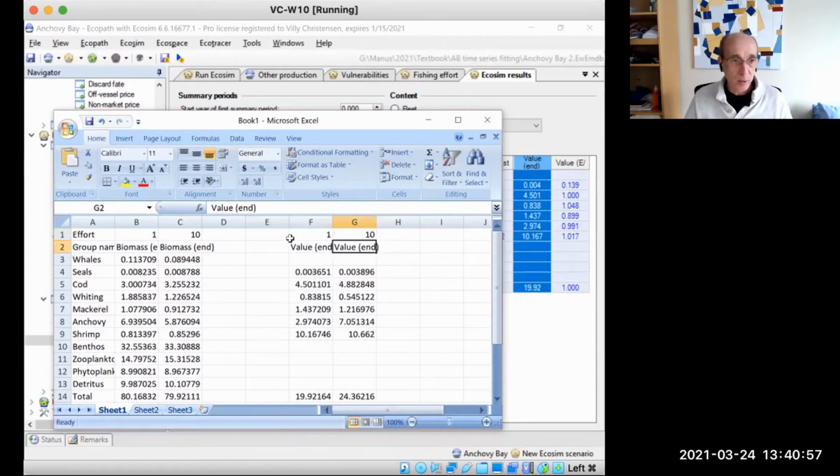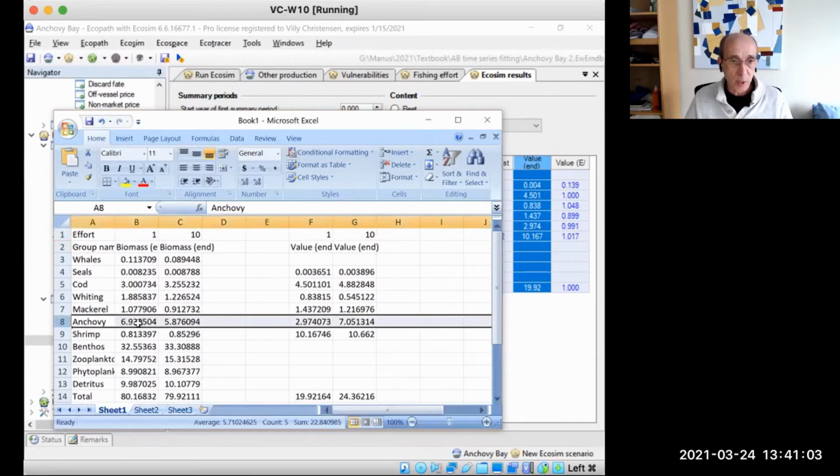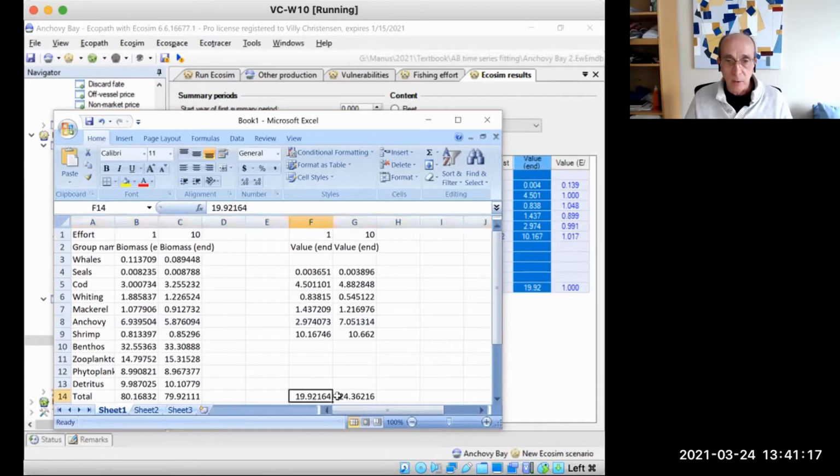So by increasing the fishery for anchovy, I have decreased the biomass of anchovy from 6.9 to 5.9, and the value of the catch has gone up from 2.9 to 7. So we're getting a much higher catch and a much higher value of the catch. And overall, you can see now the value of the fishery has gone from 19 to 24.